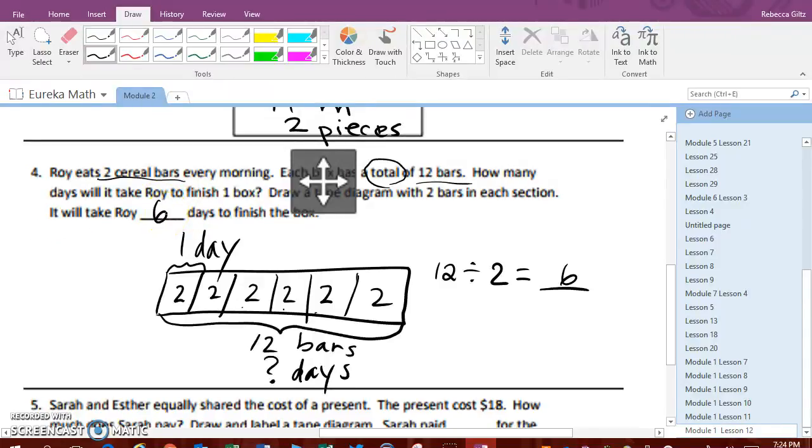He ate 2 each day. Think about it too. If you labeled each day of the week, Sunday, Monday, Tuesday, Wednesday, Thursday, Friday, Saturday, those are all the days. He eats 2 here, 4, 6, 8, 10, 12. Okay, this is how many days? 1, 2, 3, 4, 5, 6. Okay, but we use a tape diagram to show all that instead.